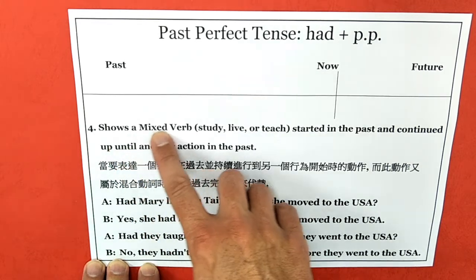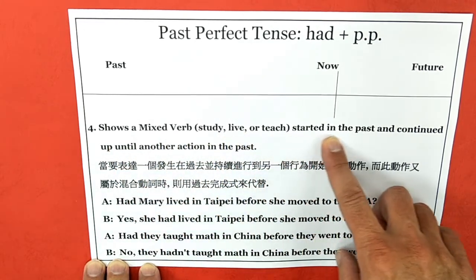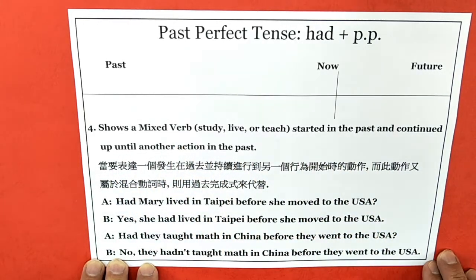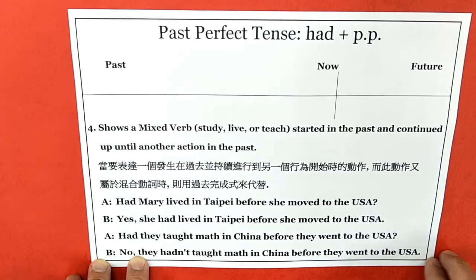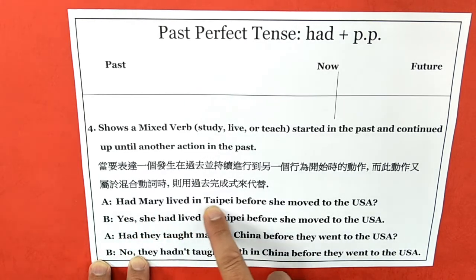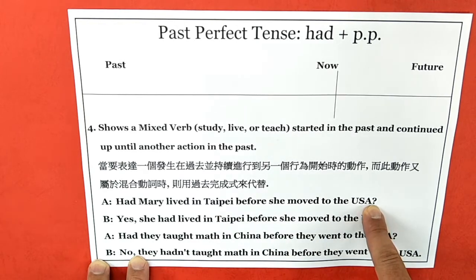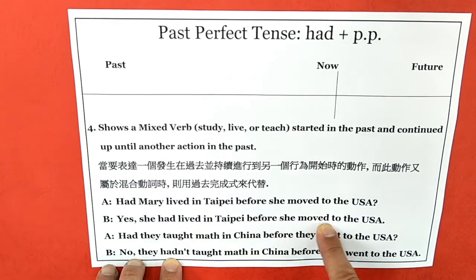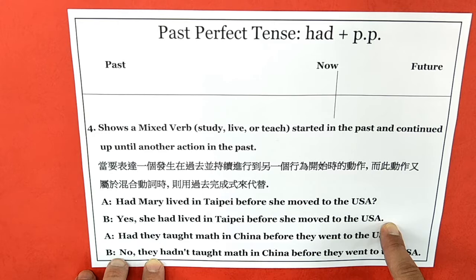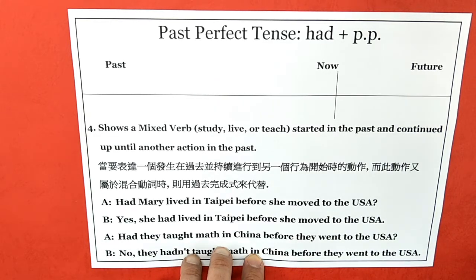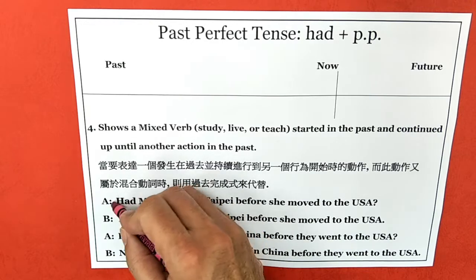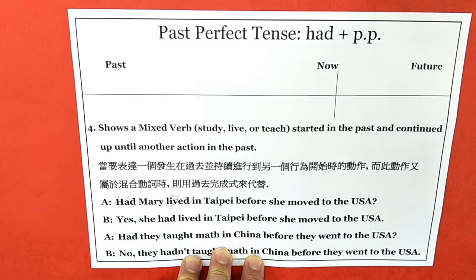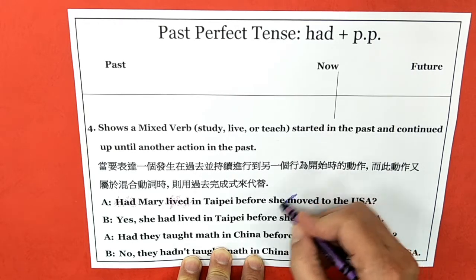So number 4 shows a mixed verb, study, live, or teach, started in the past and continued up until another action in the past. All right, so let's read the sentence. Had Mary lived in Taipei before she moved to the U.S.? Okay? Yes, she had lived in Taipei before she moved to the U.S. All right, so here's the first action: living in Taipei. And the second one, moved to the USA.